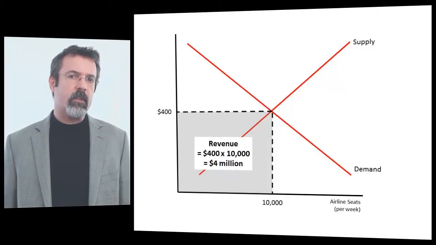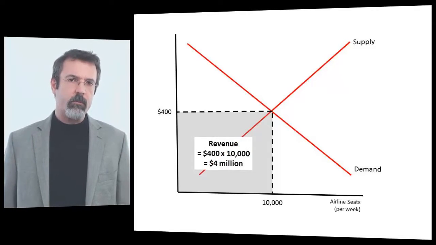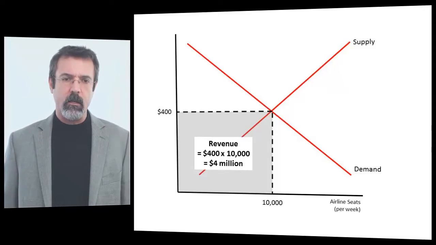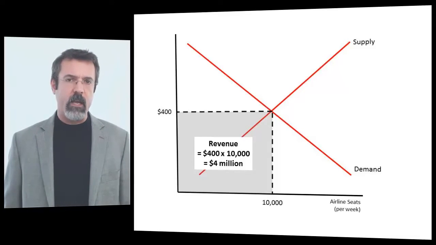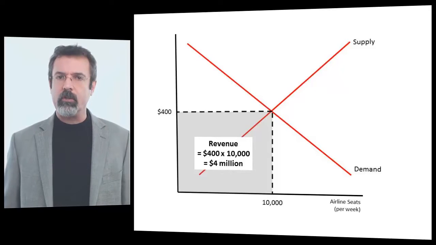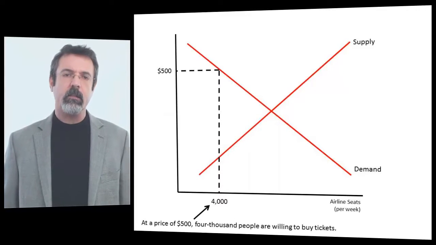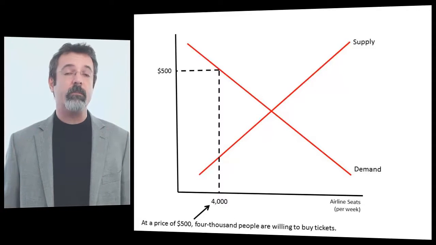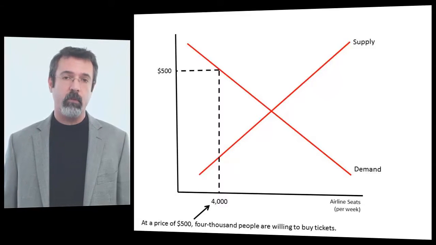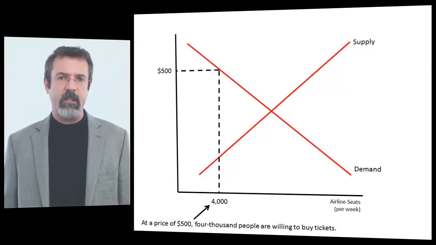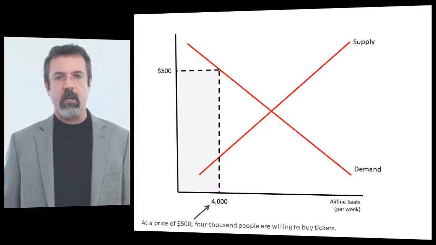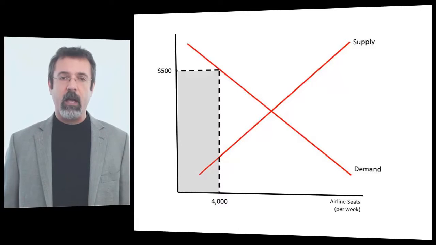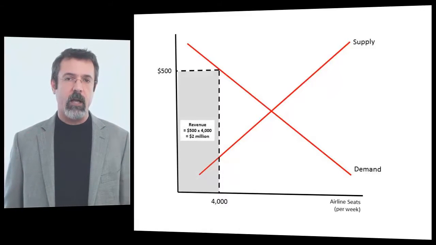Now, consider the customers for a moment. While the customers paid $400 a seat, there were some customers who were willing to pay more, and we know this from looking at the demand curve. For example, if the airline had charged $500 a ticket, the demand curve tells us that there would have been 4,000 customers that would have been willing to buy seats. If the airline had sold the seats at $500 each, 4,000 customers would have bought seats, and the airline would have made a revenue of $2 million.